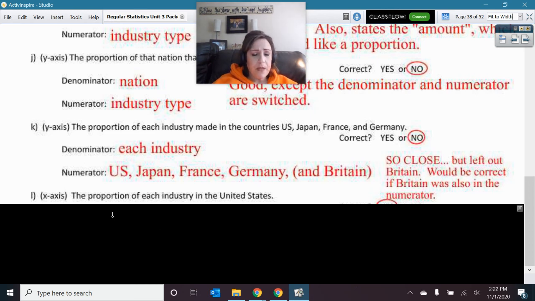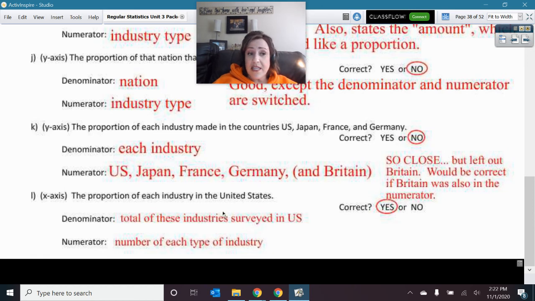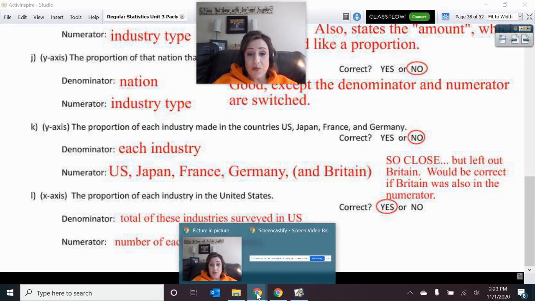Okay. The proportion of each industry in the United States. Oh, see, this is an x-axis interpretation. So that is the overall, the marginal. The proportion of each industry in the United States, where the total surveyed is the denominator and the numerator is each type of industry. So that is what the x-axis represents. Okay, so hopefully that cleared up some of those axis interpretations.